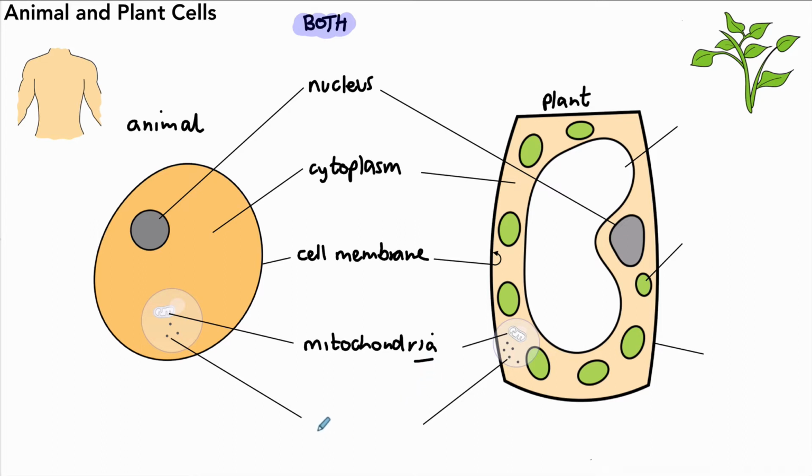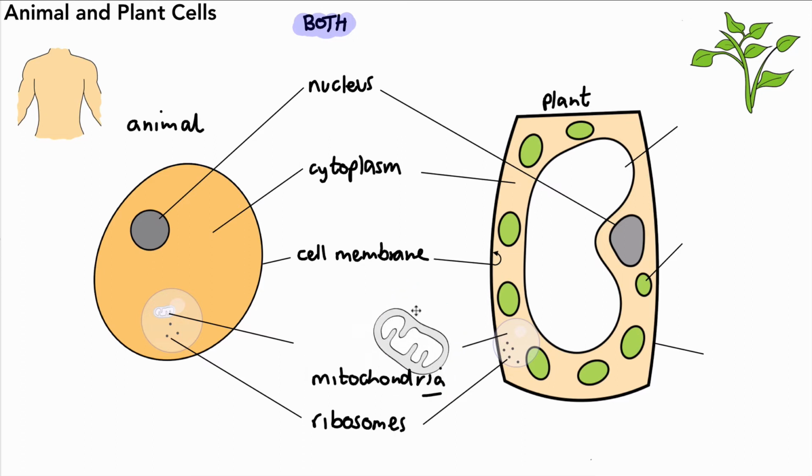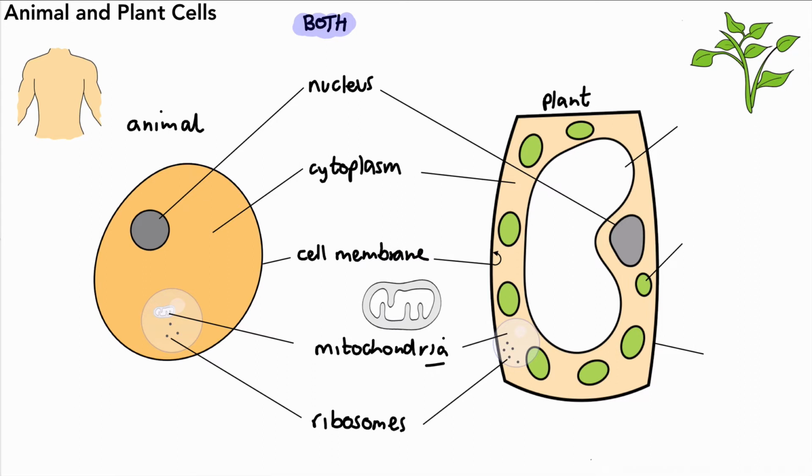Mitochondria for plural, singular or one is called a mitochondrion, and the small dots there are called ribosomes. Okay, now if you were to look at a mitochondrion, we could just enlarge that a little bit to see what it looks like. That's a fairly typical shape for a mitochondrion.